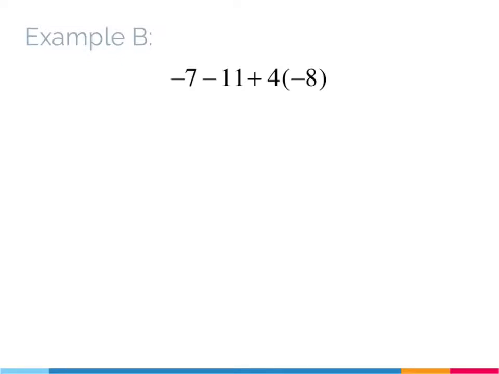Going on to exponents and square roots, I see none, so I can move on to multiplication and division. And it looks like I've only got one multiplication and division here. I've got 4 times -8. So before I get to that one, I'm going to copy everything else down just as I see it above. Copy down my -11, -7, plus 4 times -8.